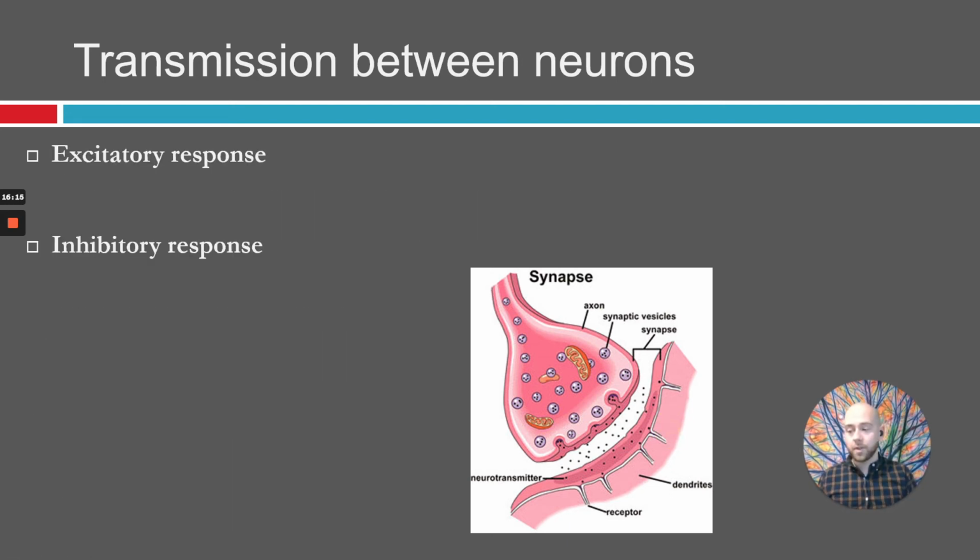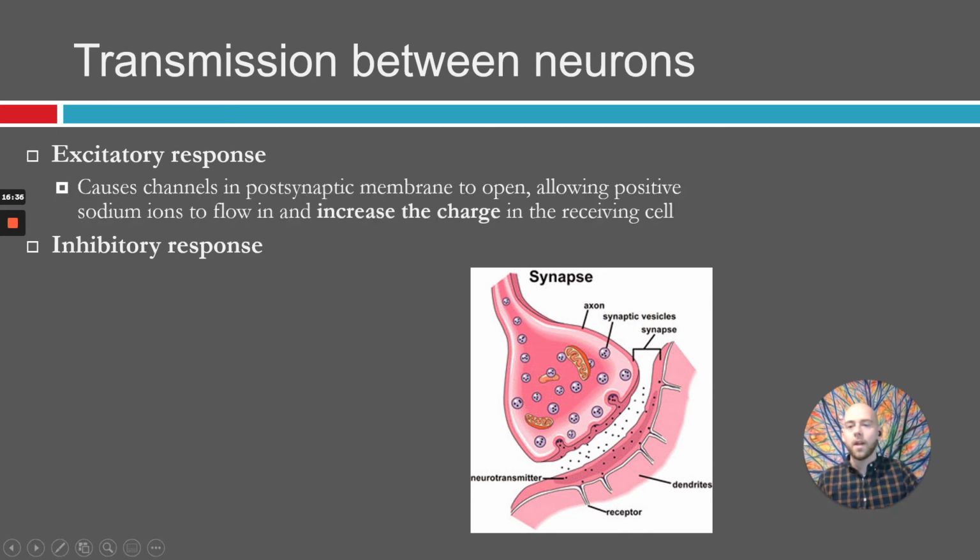And different neurotransmitters in different locks or receptors are going to have different responses. They're either going to have excitatory responses that raise the likelihood that an action potential is going to be sent down the next neuron, or an inhibitory response that is going to reduce that likelihood or make it further away. So if you have an excitatory response, it's going to cause channels in that postsynaptic membrane down here to open, and positive sodium ions, remember we saw that in the last one, it's going to allow those to flow into the neuron and increase the charge in this cell.